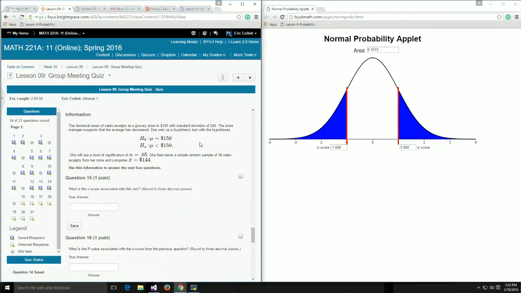Okay, so the historical mean of sales receipts at a grocery store is $150 with a standard deviation. Well, that's a big standard deviation. Okay, what is the z-score associated with this test?